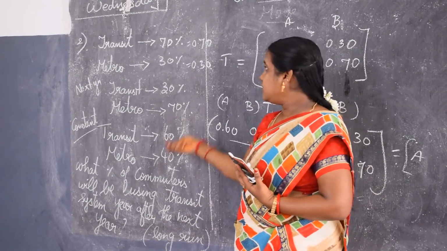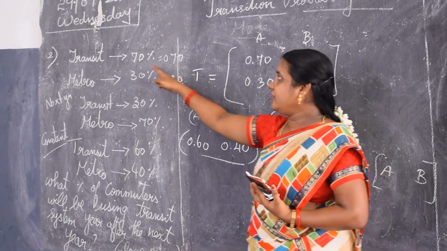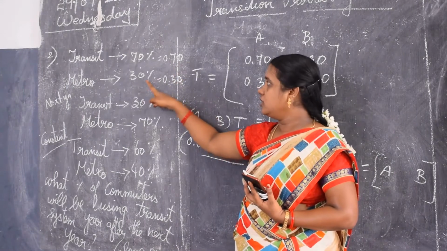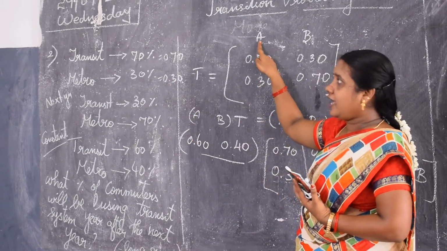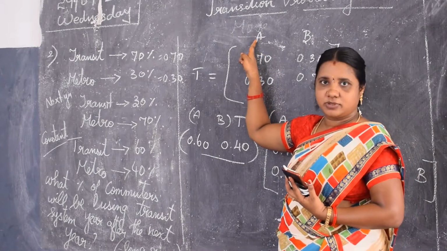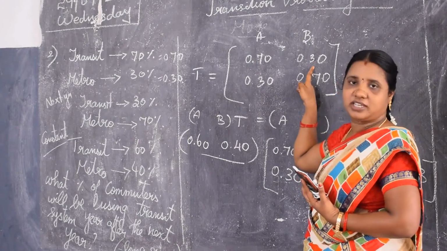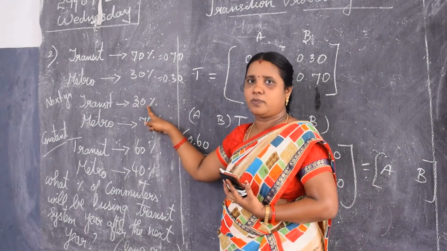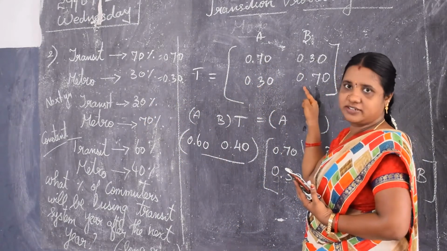Have you understood? See, now we have to write the transition matrix form. 70%, this percentage I am writing in decimal form, 0.70. This 30% I am going to write 0.30. A I am going to keep as new transport system, B as metro train. So 0.70, 0.30. Then next year our new transport system is 0.30. So I am going to write 0.30, 0.70.